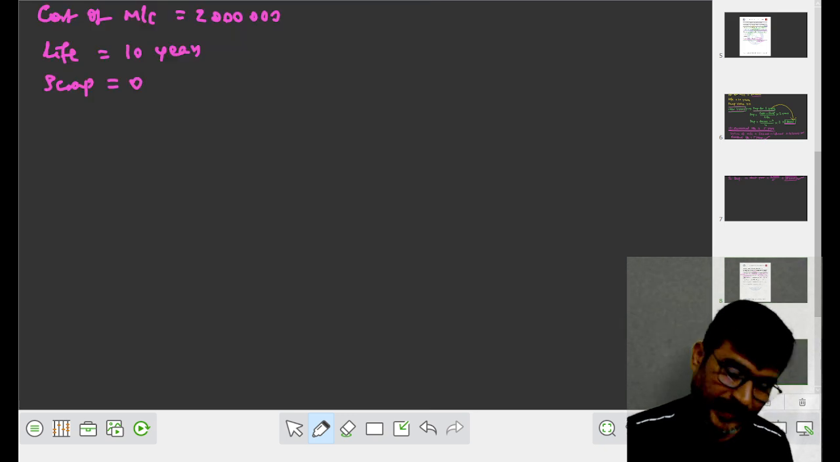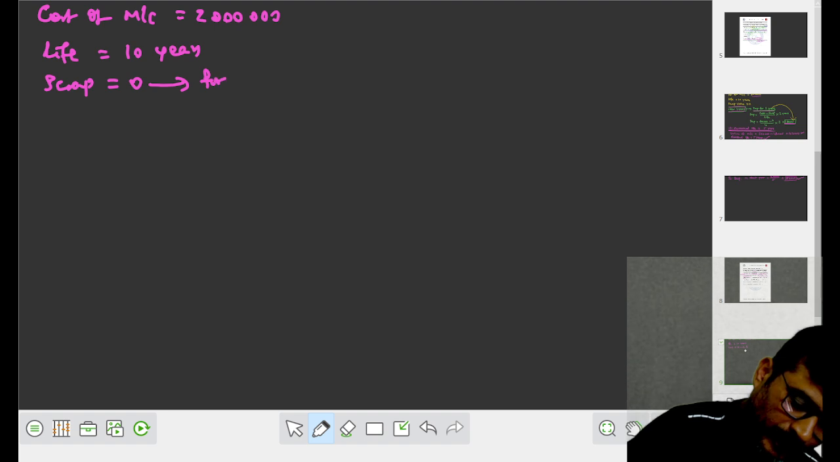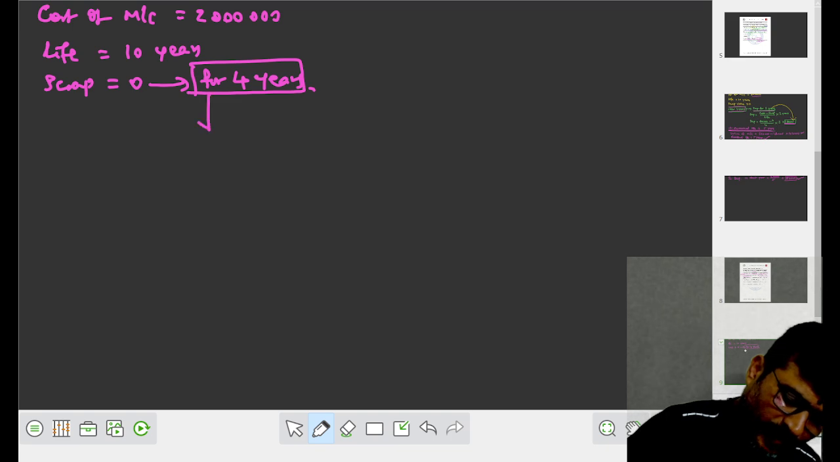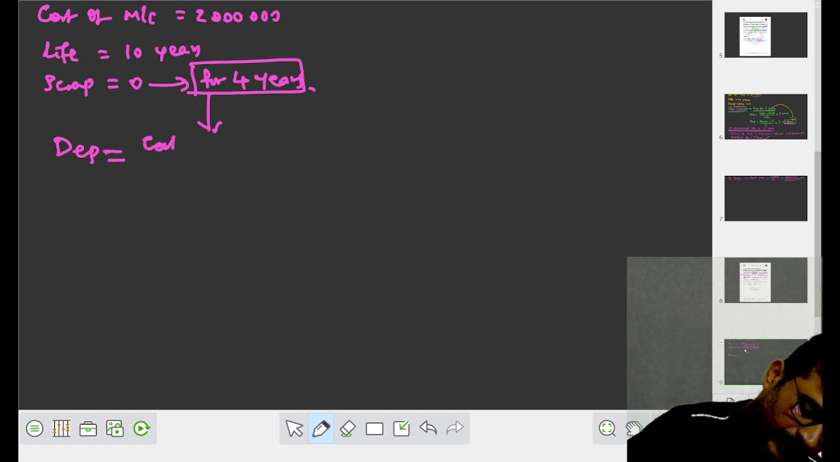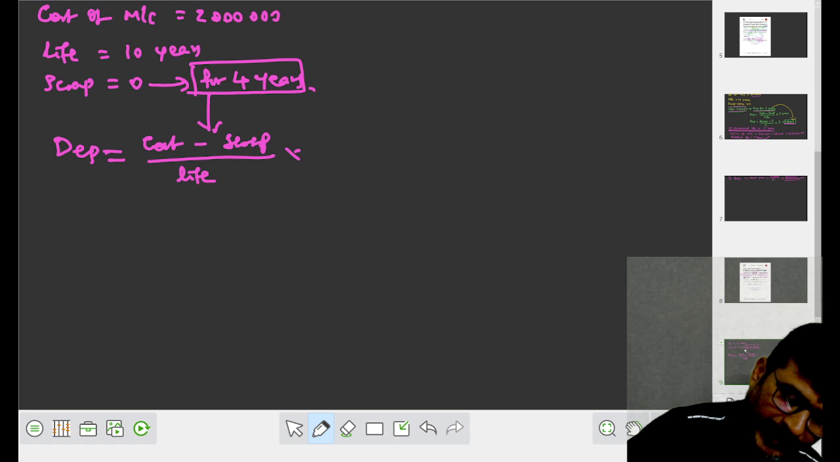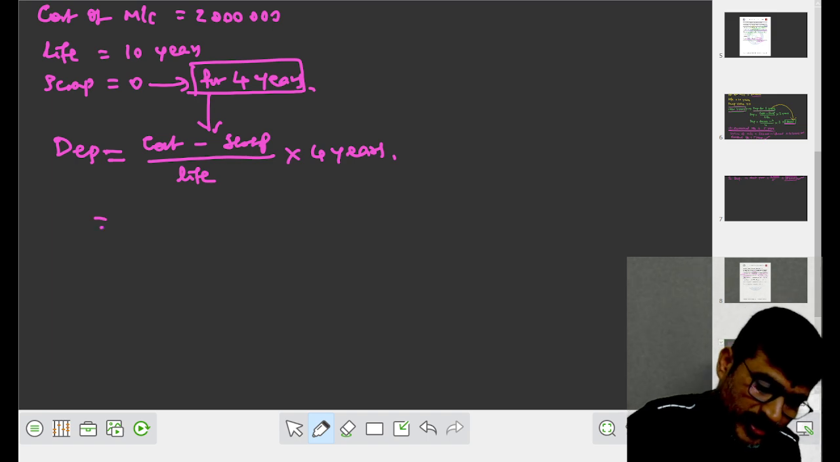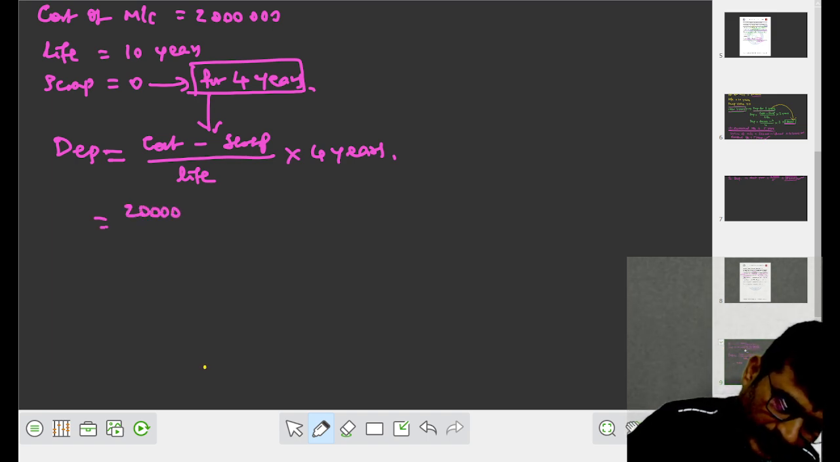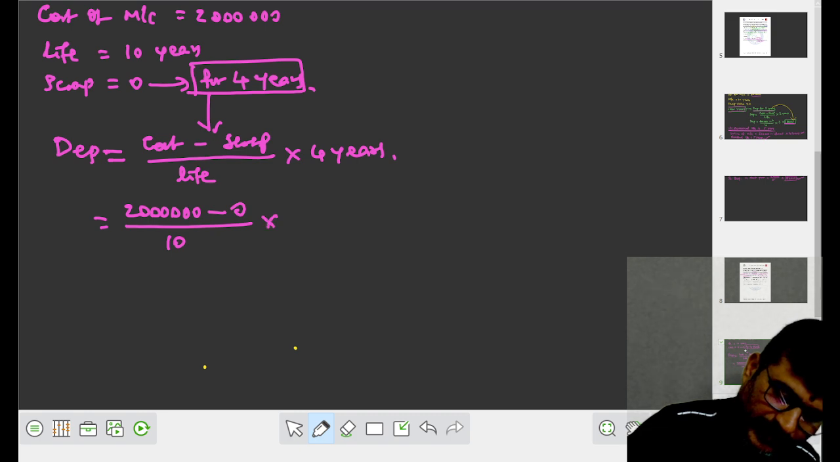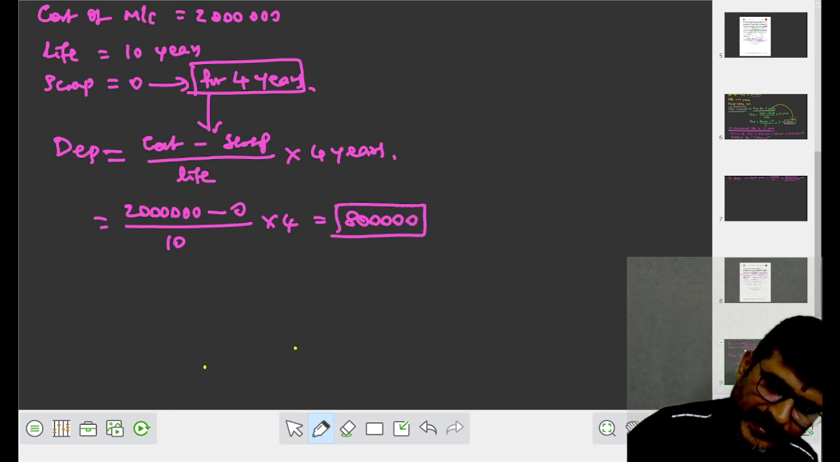For 4 years, how many years? Scrap value is 0 for 4 years. When they mentioned for 4 years, we have to calculate depreciation. Cost minus scrap by life into 4 years. Now, what is the cost? 20 lakhs. What is the scrap? 0. Life is what? 10 into 4. It comes to rupees 8 lakhs.